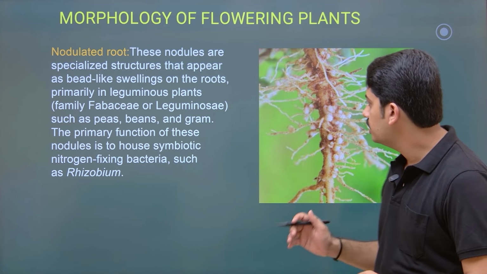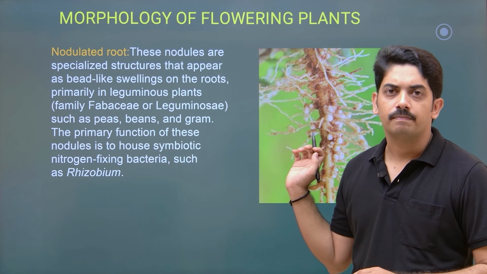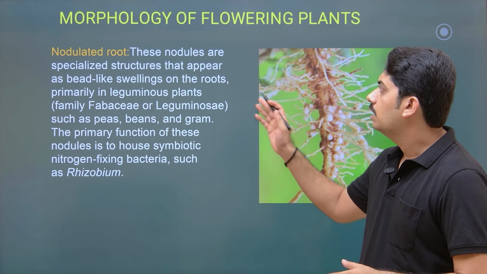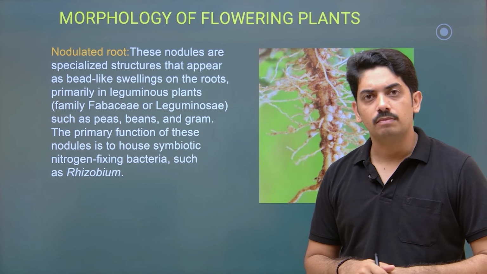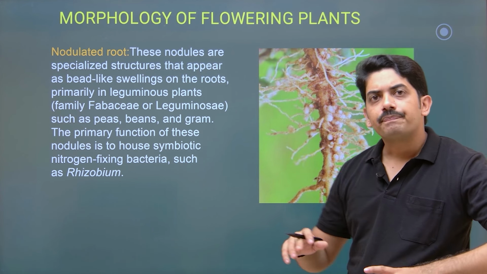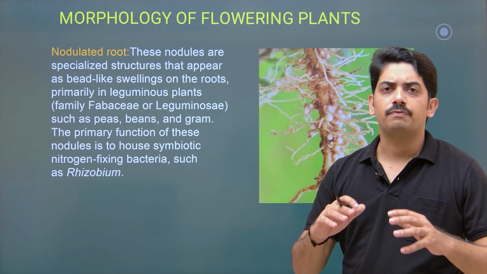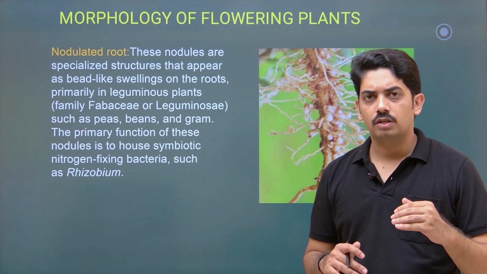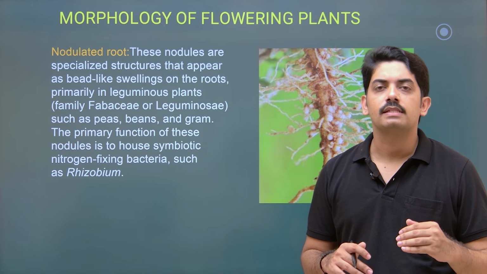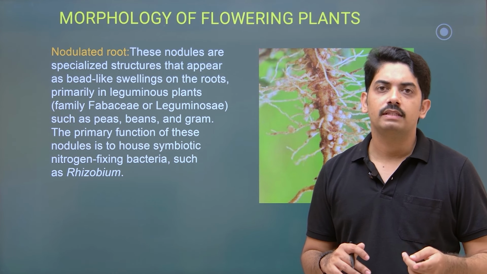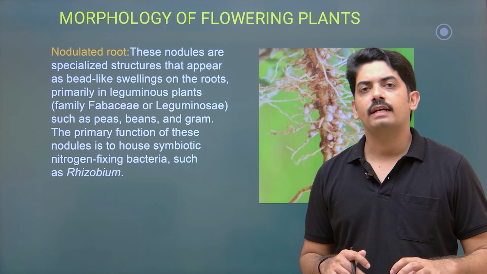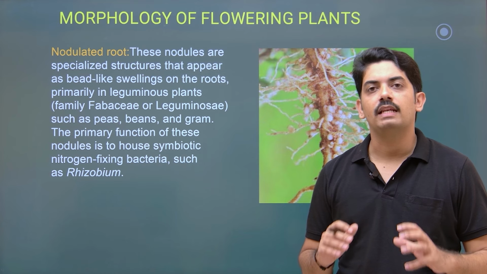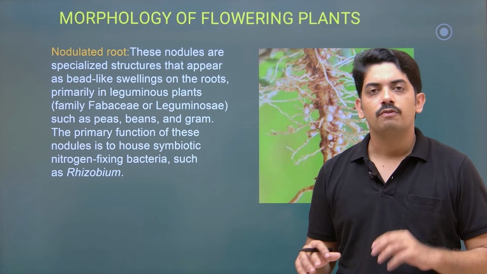So this is how they show symbiotic association, a special type of modification observed in the Leguminaceae family. That is why whenever farmers take a crop of cereals, they rotate it with some leguminous plants so that these roots can fix a good amount of nitrogen in the soil for the next crop.